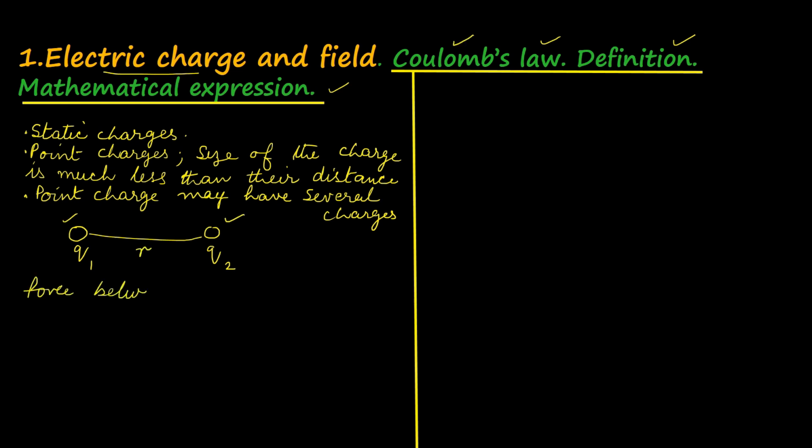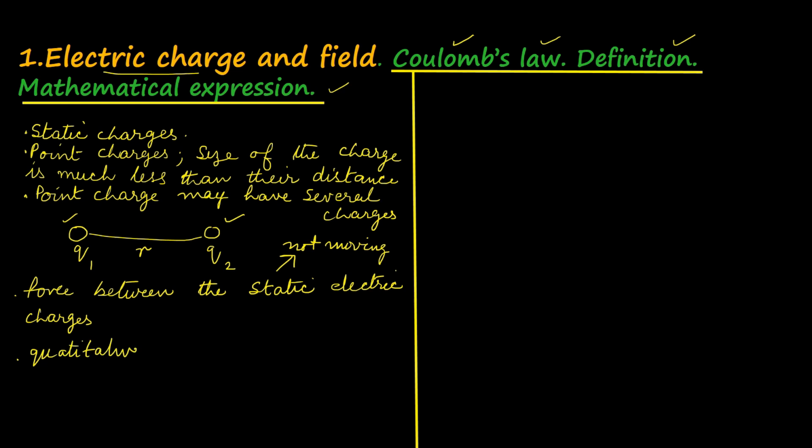Coulomb studied the nature of the force between static electric charges. Static means not moving, that is, they are stationary. They remain at the location where they are. This law is a quantitative statement of the force between charges. It gives the magnitude of the electrostatic force between the electric charges, which are stationary.